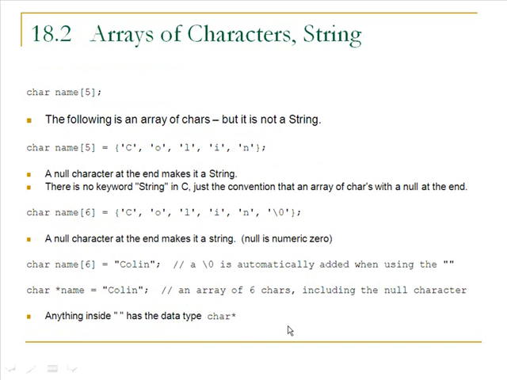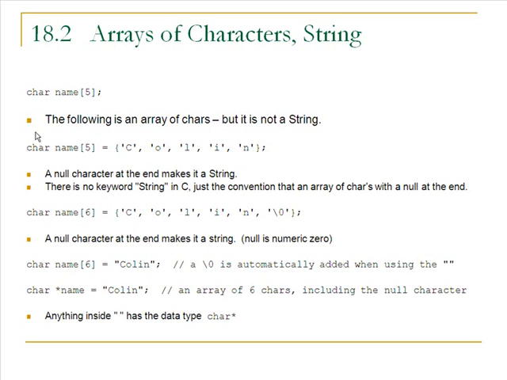Let's look at arrays of characters now, and the concept of a string in C. So you declare an array of characters the same as you would any other data type array, and this is not a string. You can initialize it by putting characters in single quotes, but the concept of a string in C means that there is a null character at the end.